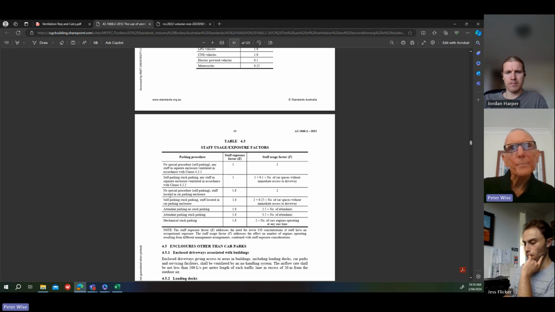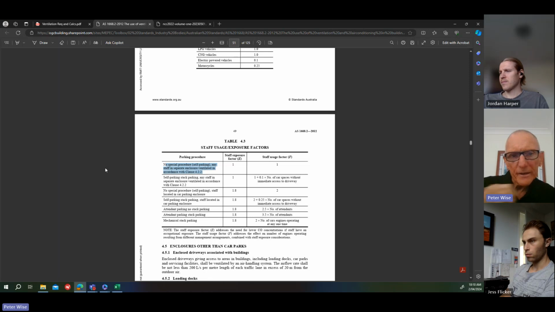So this gives you some parking options. So first option, no special parking procedure. So self-parking. If there's any staff in this car park area, they're in a separate enclosure ventilated in accordance with 422. So in other words, they have a parking box. You know, you've been into a car park where there's somebody standing in a box and collecting your money. You give them a ticket and you pay. Not so common these days, but you'll still come across that.